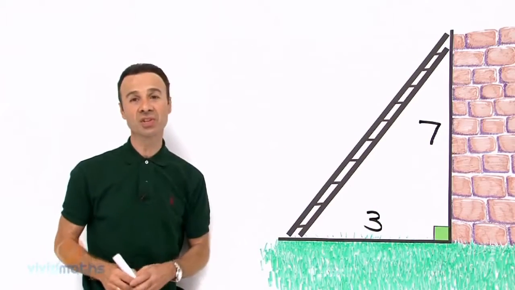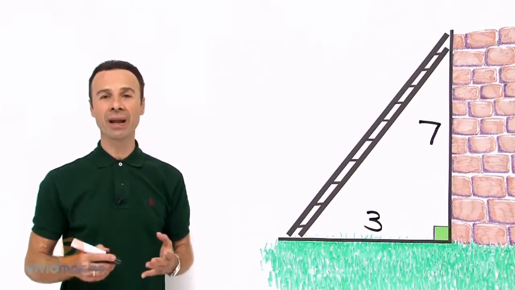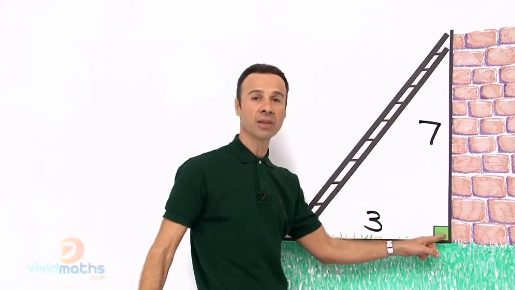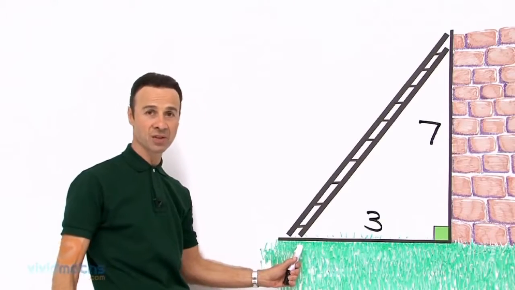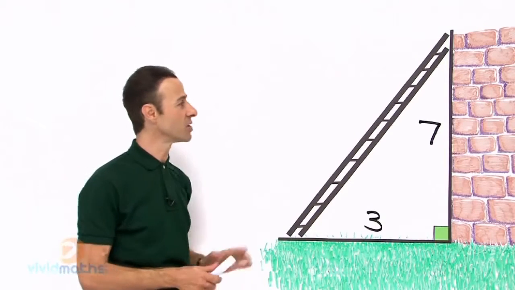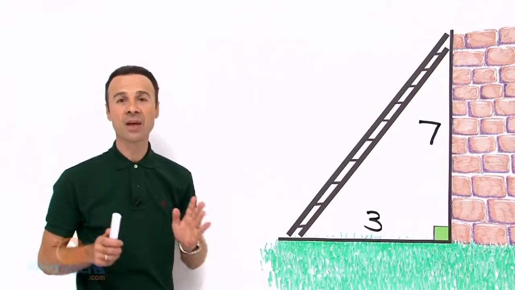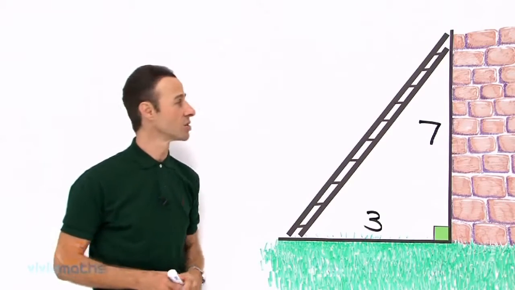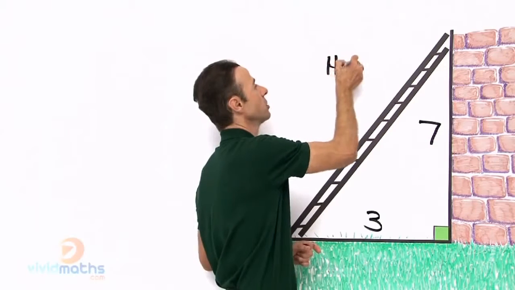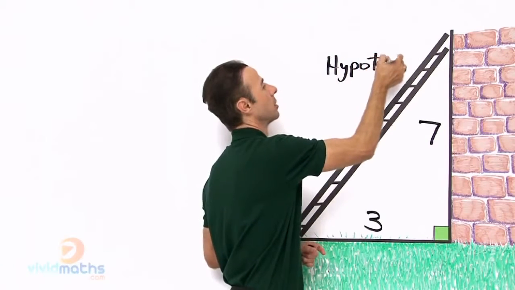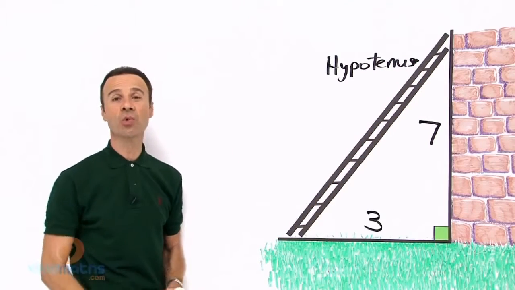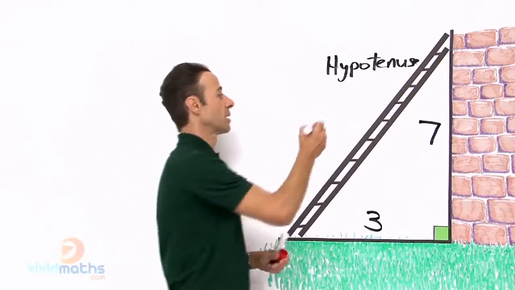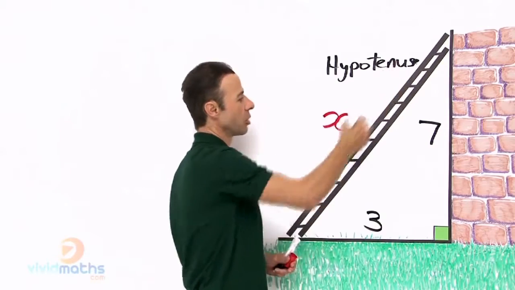Now obviously we notice that it's a right angle triangle, given that we have that little 90-degree symbol right there. We have the height, and we have the width down here from the base to the foot of the ladder. What we don't have is this length here, the length of the ladder. That is also called the hypotenuse. So let me label that hypotenuse. We don't know what it is, so we may as well just call it x.